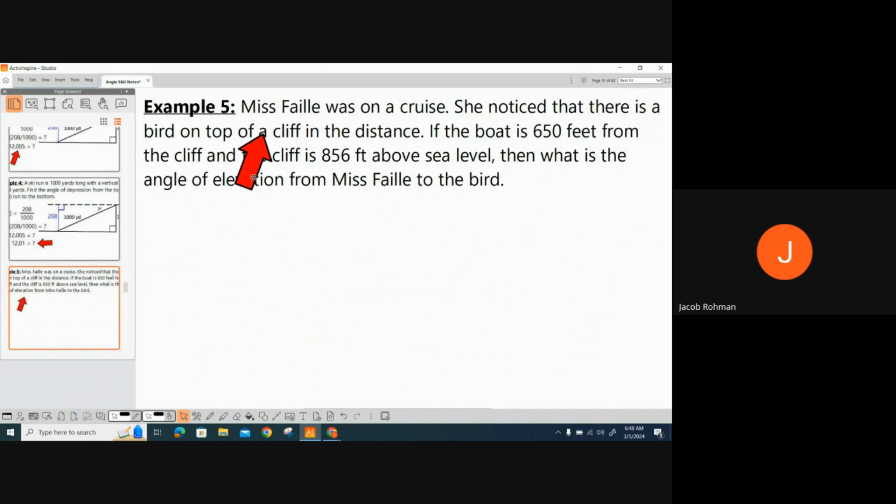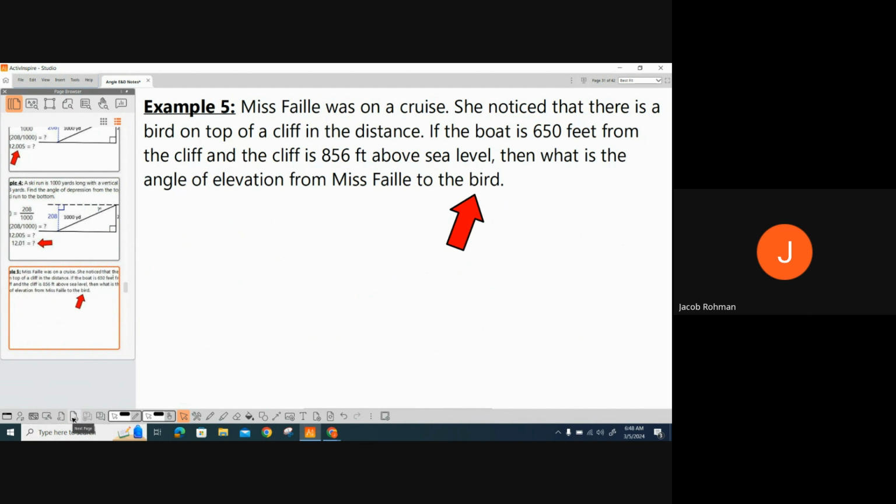Example 5, it says Miss Faley was on a cruise. She noticed that there is a bird on the top of a cliff in the distance. If the boat is 650 feet from the cliff, and the cliff is 856 feet above the sea level, then what is the angle of elevation from Miss Faley to the bird? So let's draw a picture here. I think a picture would be helpful.